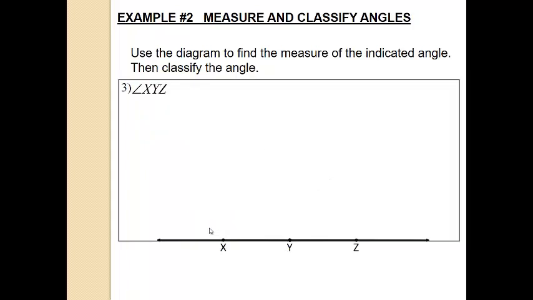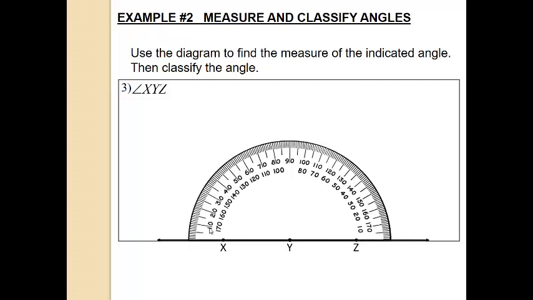Last but certainly, a couple more. So we have XYZ's angle. You could probably look at it and figure out that it is a straight angle, but just to prove it, since it is a straight angle, it's 180 degrees.